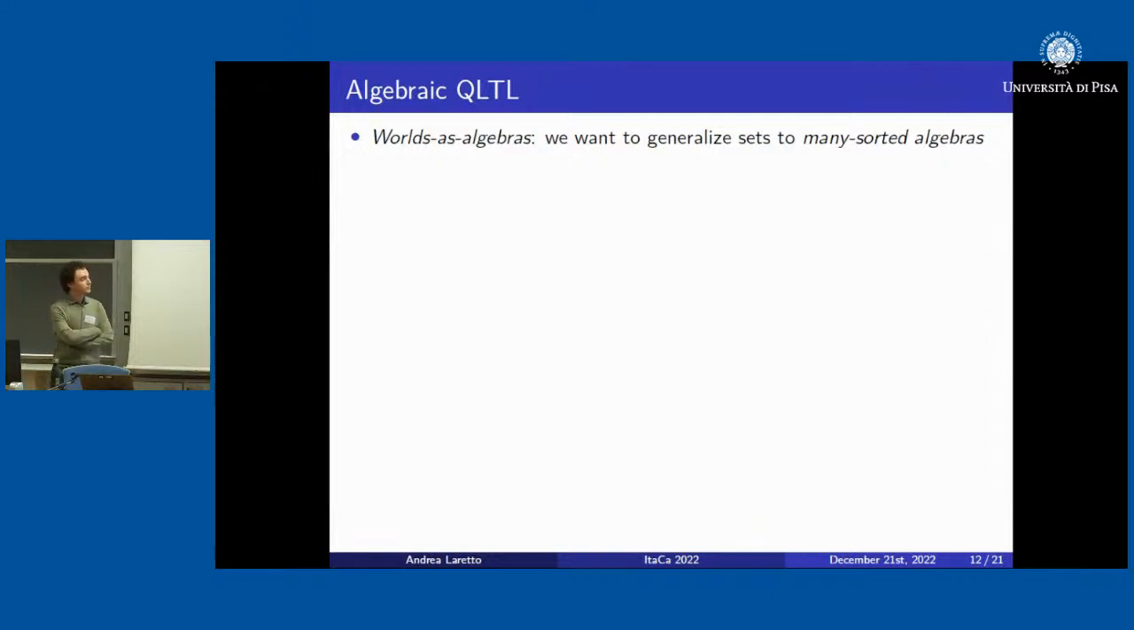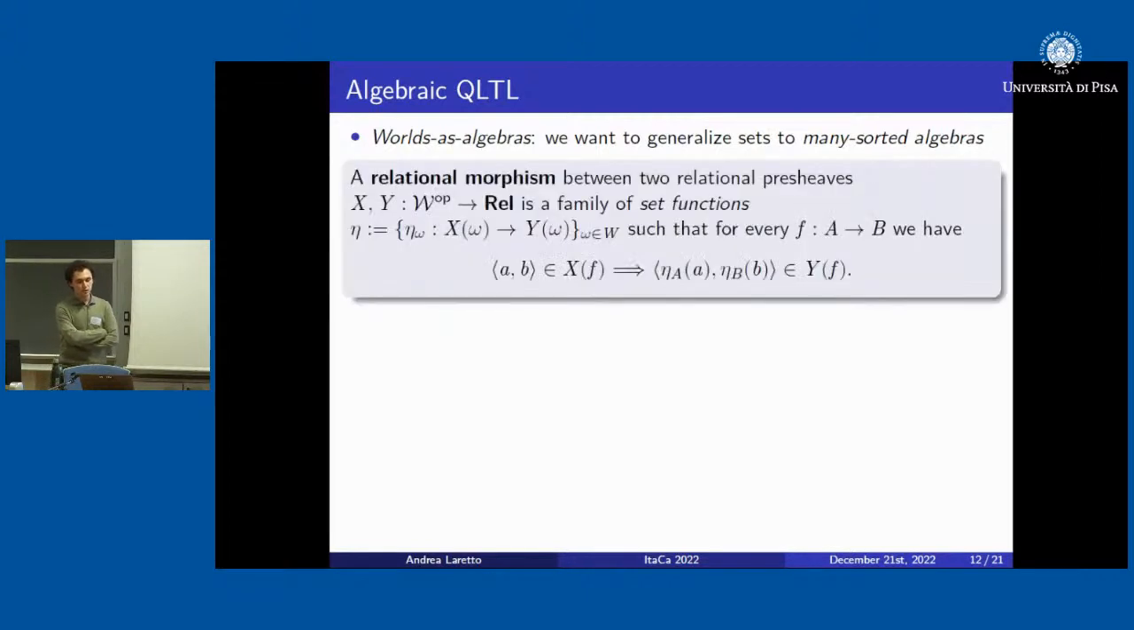A very interesting extension of this setting is that in practical settings we want to not talk about just sets of individuals, but to have more structure on them. So instead of sets, we want to talk about many sorted algebras over some signature. We're going to need a bit of tech for this. The first is the notion of relational morphism between two relational pre-sheaves. This is the notion we'll use to express the fact that algebras and transformations between them have to preserve the structure of the algebras.